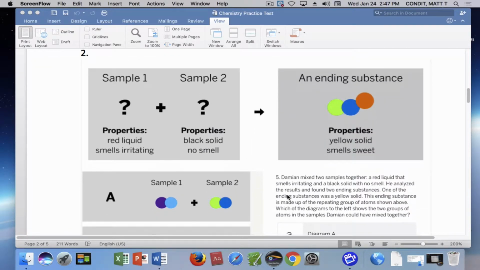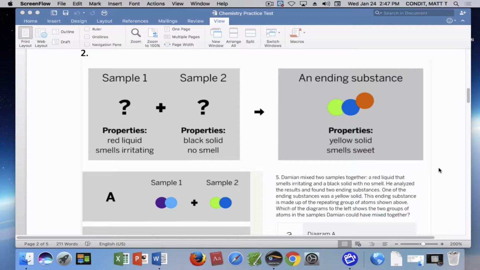Now the next question, before we even read it, look what you've got in the picture. You've got the reactants over here, and it says it smells irritating and that it's a black solid with no smell. On here, it says it's a yellow solid with a sweet smell. If the properties change, it means these got to be different from these right here. That's something we need to look at before we even look at the question.